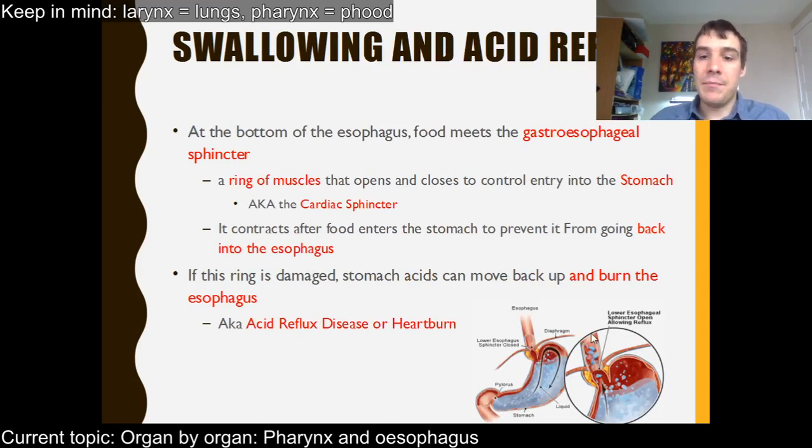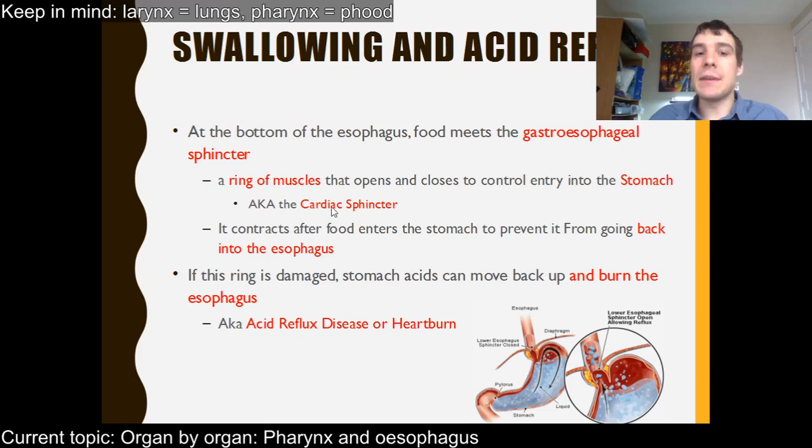Now, between the esophagus and the stomach, there's one of those rings of muscle that blocks it off. So at the bottom of the esophagus and the start of the stomach, there's this thing called a sphincter. And a sphincter is just a ring of muscles that can close or open. This one stops the stomach acid from splashing back up into the esophagus because the esophagus doesn't have the same protections that the stomach does.